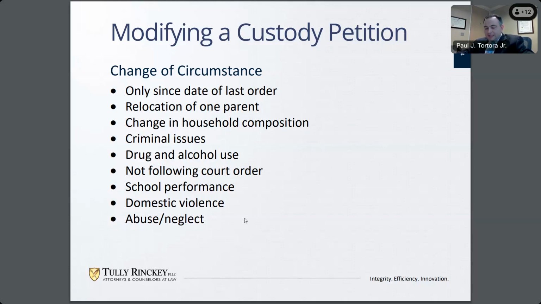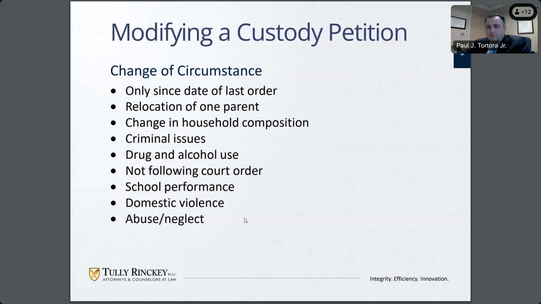Change of circumstances, there's no definitive list of factors. You're not going to find any law out there, any statute that lists what you're supposed to consider. It's kind of a nebulous idea. It's a question of fact for the court to consider. But there are some things that they will look at. An obvious one would be the relocation of one parent. If someone moves or intends to move, that would obviously be a major change of circumstances.